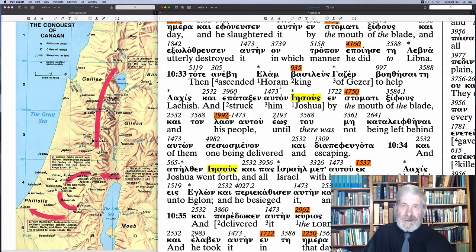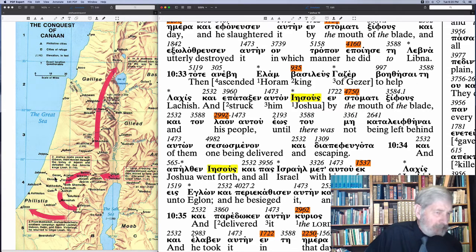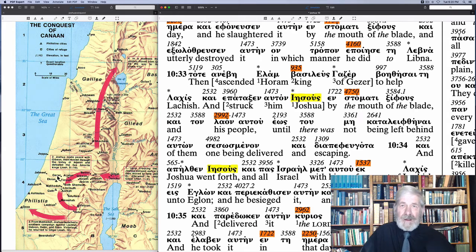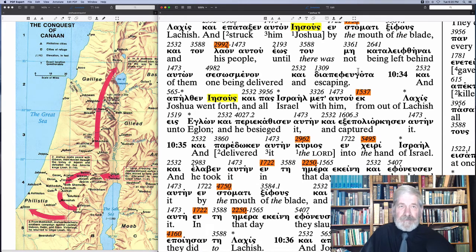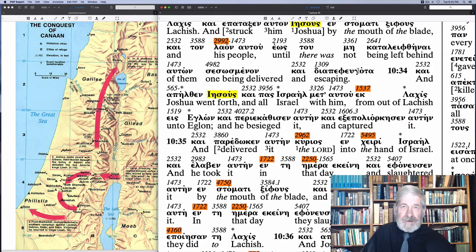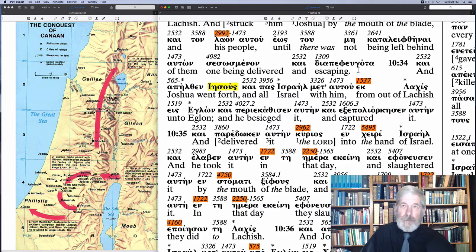Then Horam, the king of Gezer, that's right here, ascended to help Lachish, and Joshua struck him by the mouth of the blade. Xiphus. It's not a sword, it's a blade like a knife. And his people, until there was not being left behind of them, one being delivered and escaping.